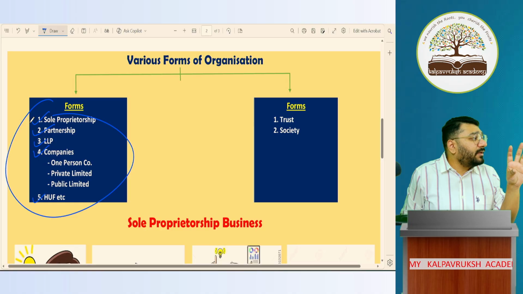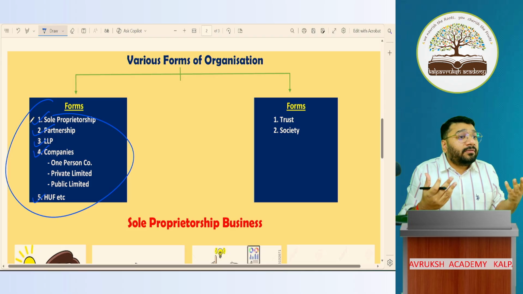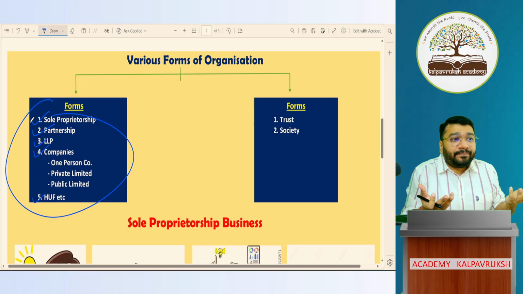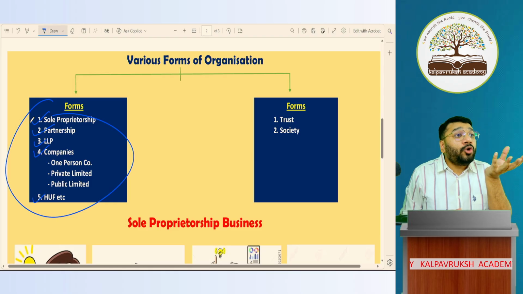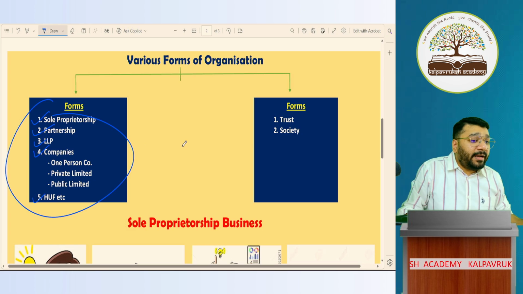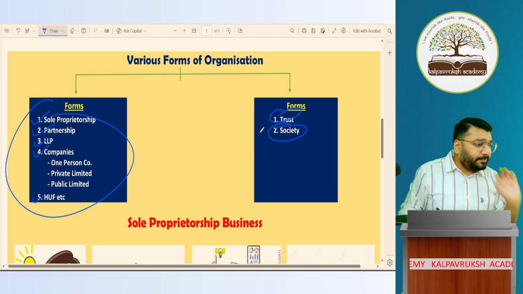Some businesses, you do it, but the intention is not to earn profit for yourself. You want to donate the profit for a good cause. You want to give it to a charity, right? So if you are trying to do business for a non-profit motive purpose, in that case, the form or a body in which you can operate is either trust, society, etc. Right?